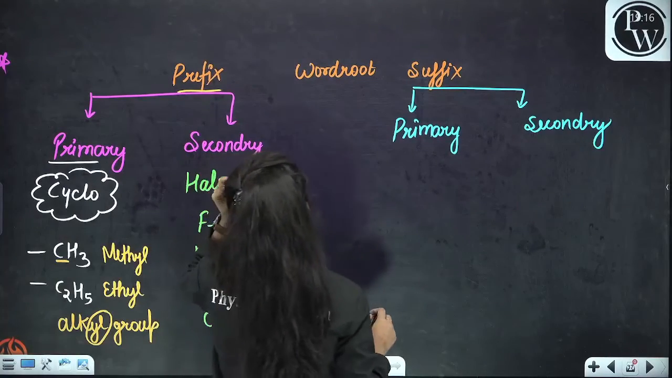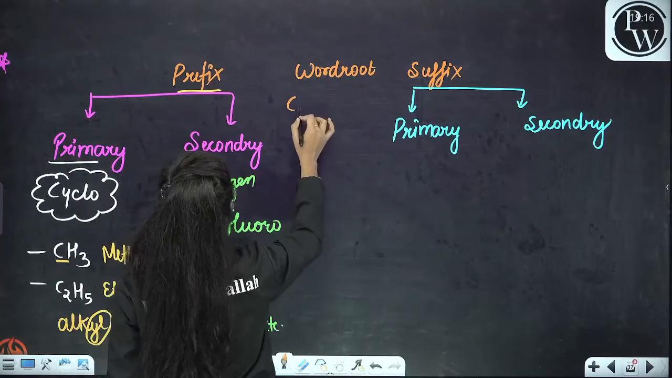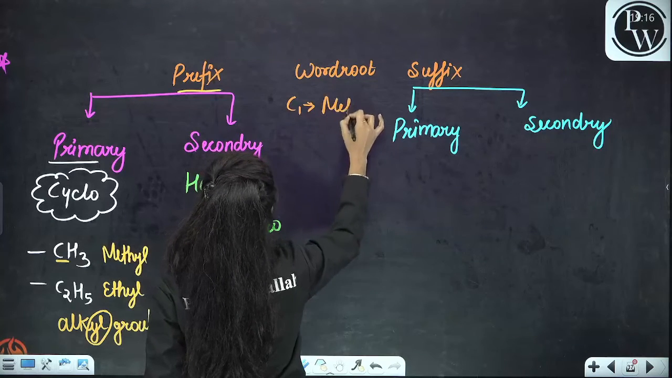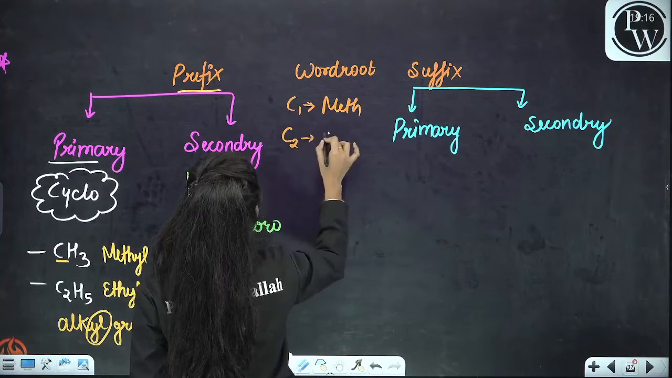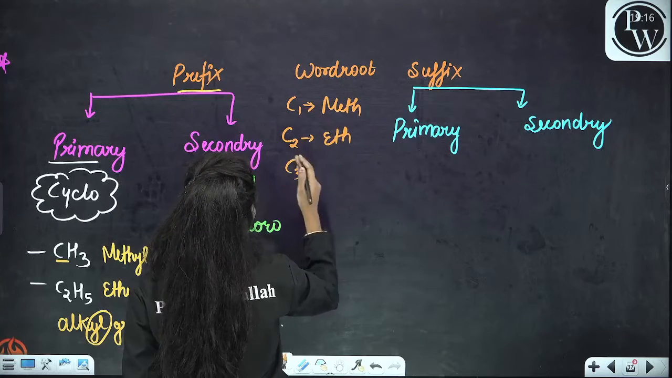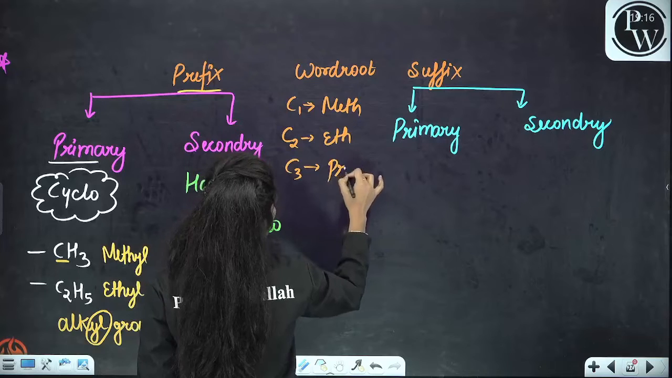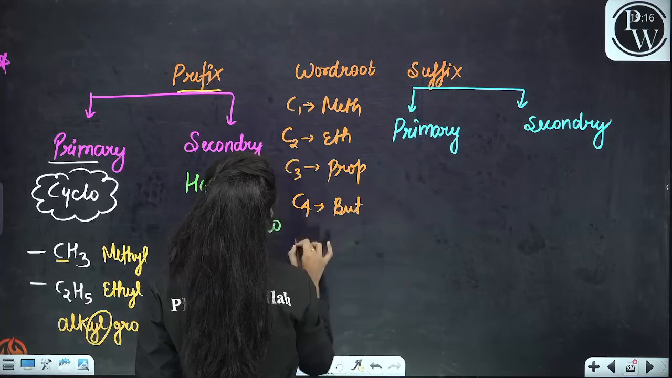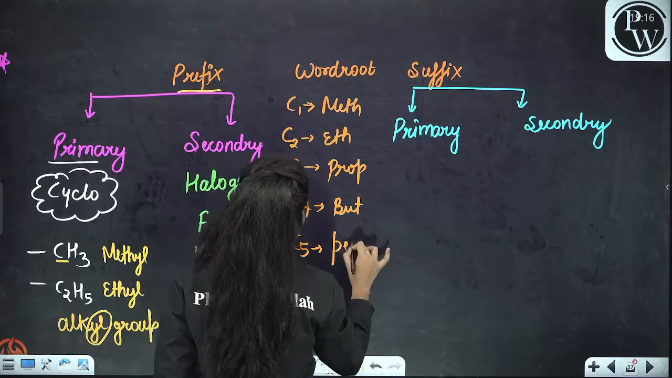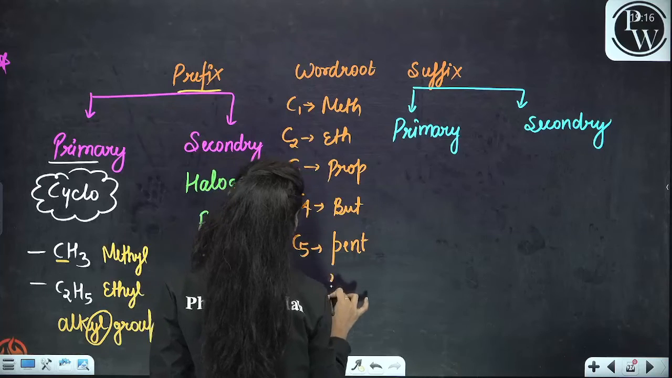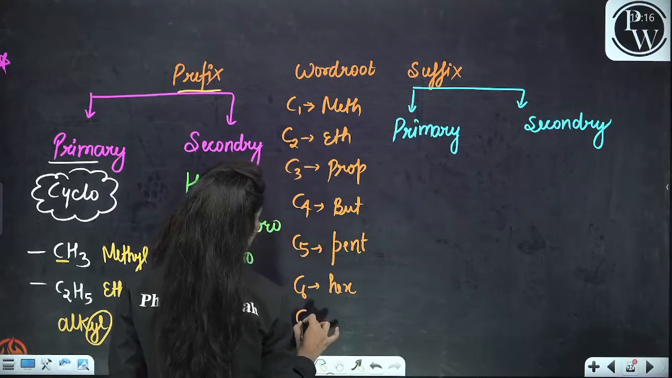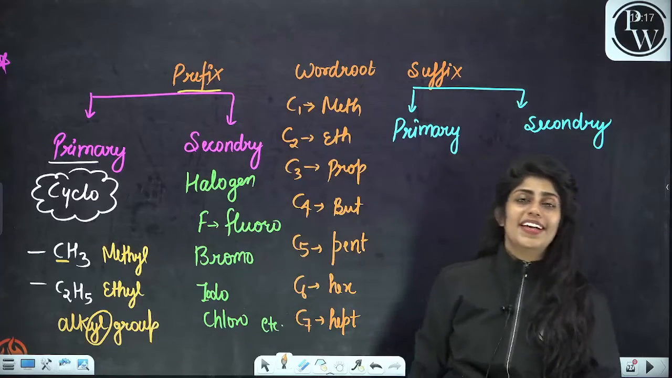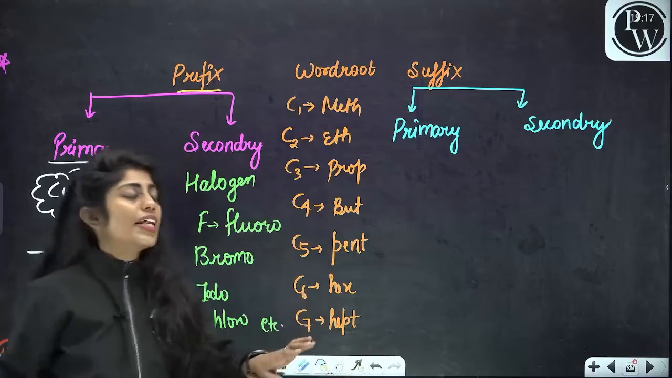If you have a single carbon, you will name it as meth. Carbon number 2, eth. Carbon number 3, prop. Carbon 4, but. Carbon 5, pent. Carbon 6, hex. Carbon 7, hept. Carbon 8, oct. Carbon 9, non, and carbon 10, dec. It is enough. Up to 7 and 8, it is all enough.